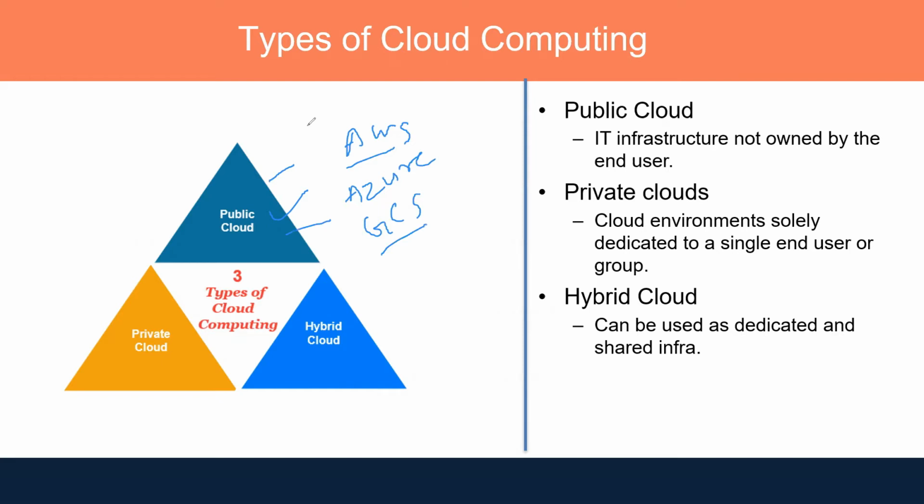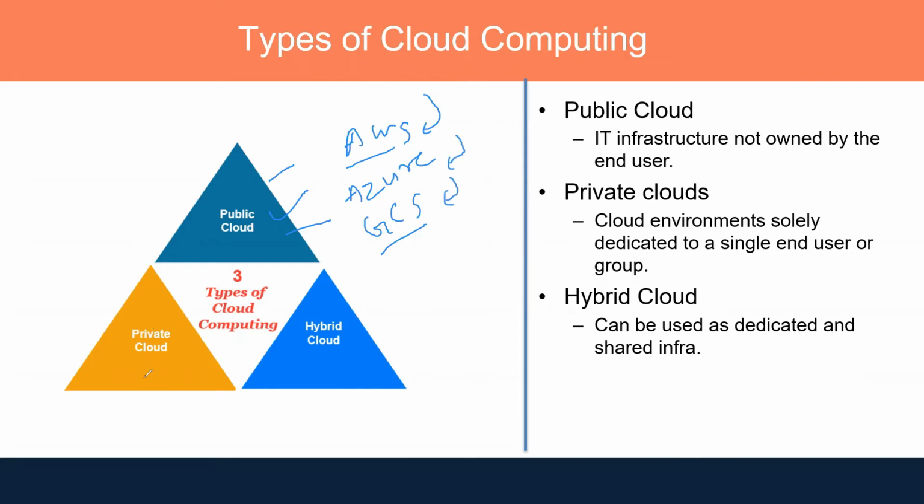Why? Because you can go and create your account on AWS and start deploying your infrastructure. Or I would go and create my own account and start deploying my infrastructure there, or in GCS as well. So these are the public cloud. In public cloud, anyone can just deploy their infrastructure. So that's a public cloud.